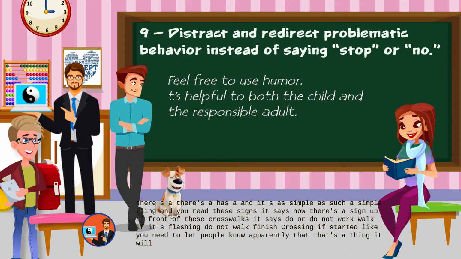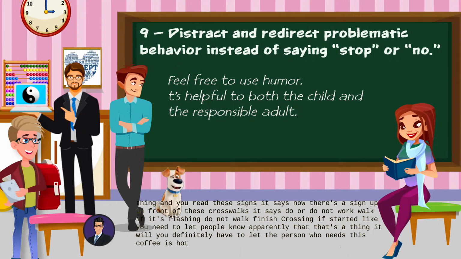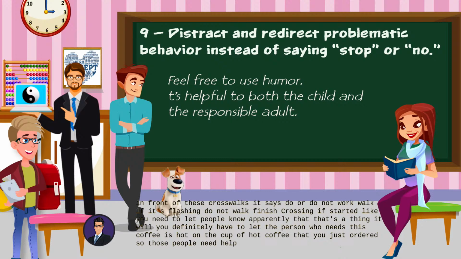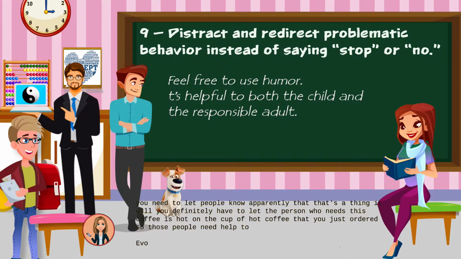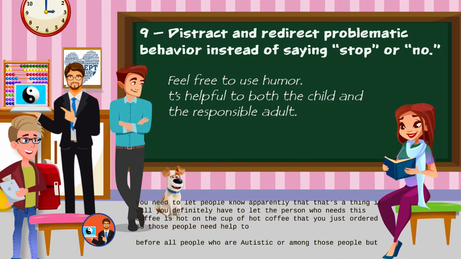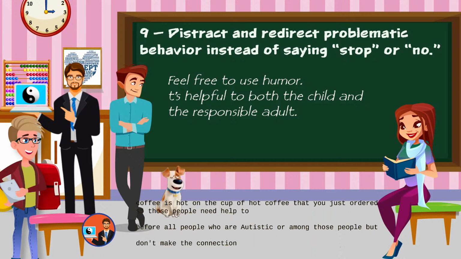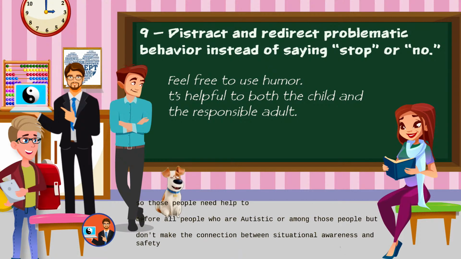Yeah, well, you definitely have to let the person who needs "this coffee is hot" on the cup of hot coffee that you just ordered. So those people need help too. They do, and I'm not saying I'm among those people, or all people who are autistic are among those people. But it helps for people who don't make the connection between situational awareness and safety. Right. Yeah. Oh, absolutely. Absolutely.